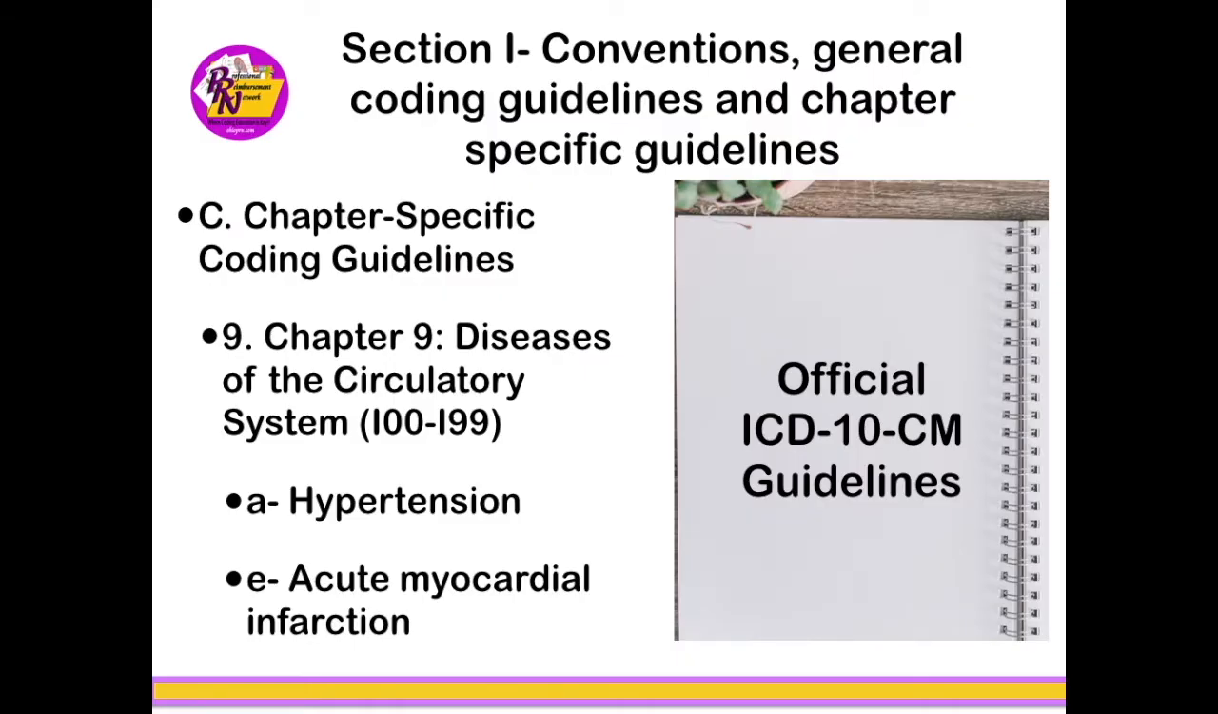Next is Chapter 9, Diseases of the Circulatory System, in code range I00 through I99. In the guidelines on page 45, number 10, pulmonary hypertension. Pulmonary hypertension is classified to category I27, other pulmonary heart diseases. For secondary pulmonary hypertension, which is in the code range I27.1 or I27.2, code also any associated conditions or adverse effects of drugs or toxins. The sequencing is based on the reason for the encounter.